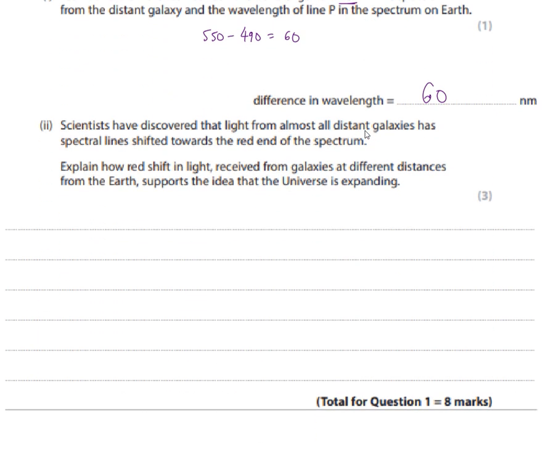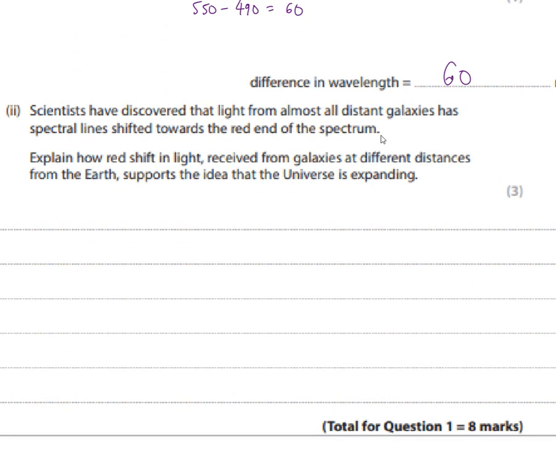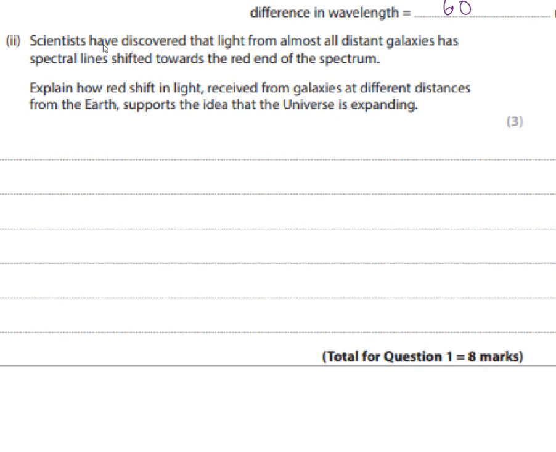Yeah. Now, this is the good thing we need to know. Scientists have discovered light from distant galaxies have spectral lines shifted to the red end, so they've been shifted to the red end. And explain how redshift in light received from galaxies at different distances tell us that the universe is expanding. Now, how does it tell us that the universe is expanding? Now, first of all, we want to know that redshift, where is it? This here, what does it tell us?